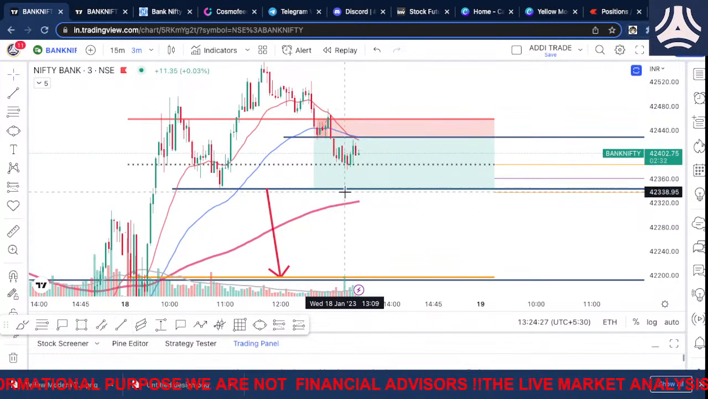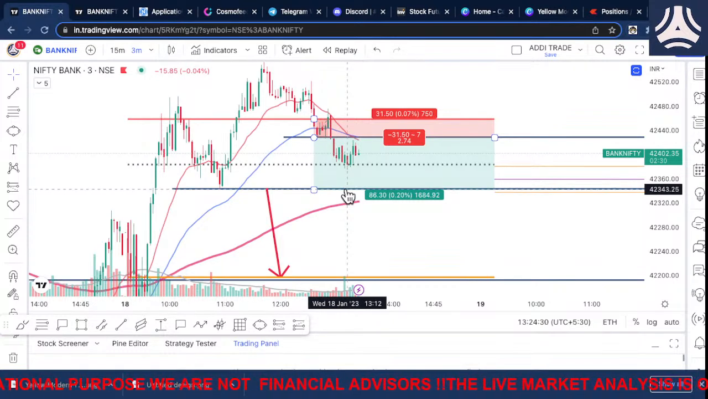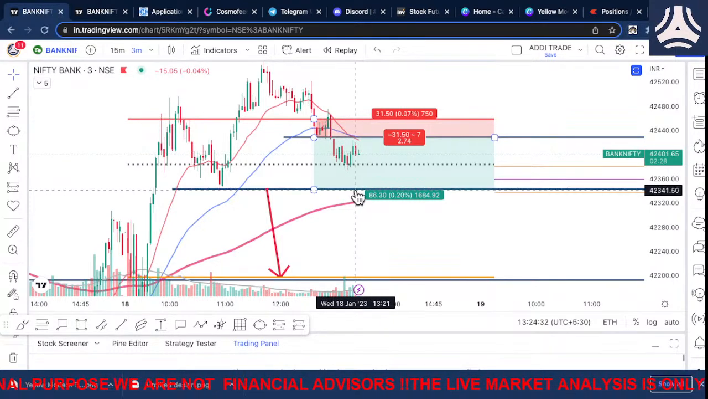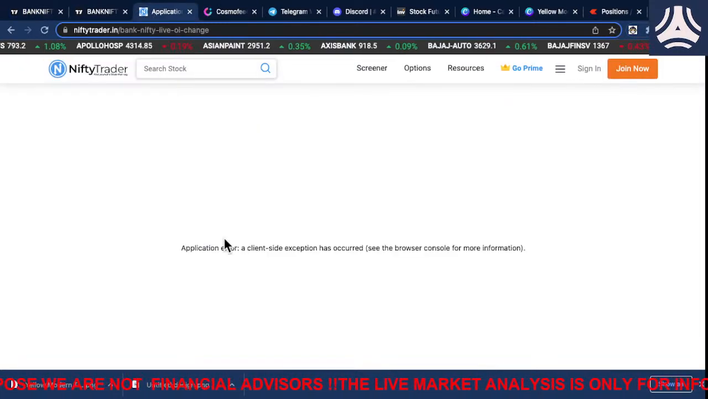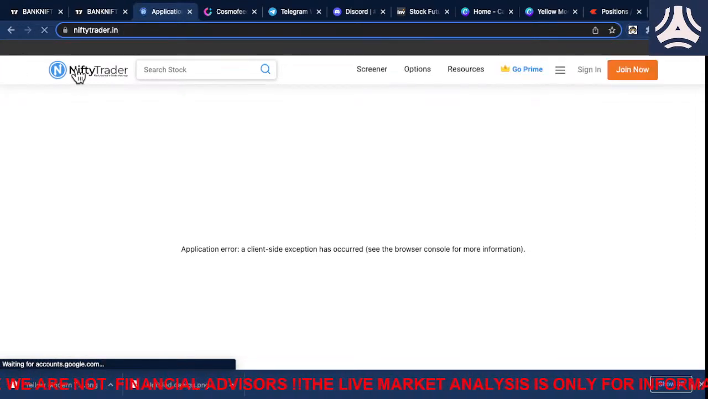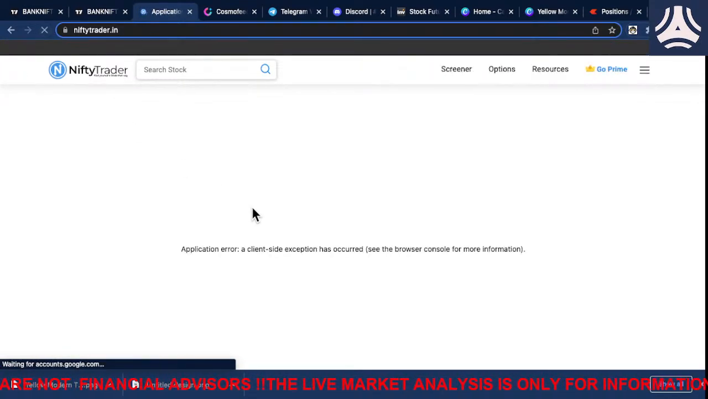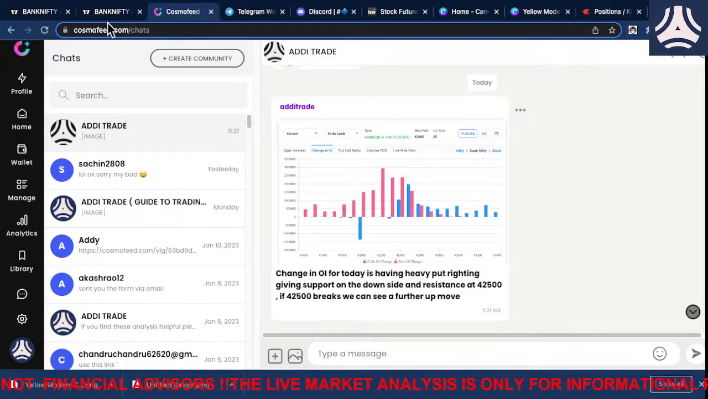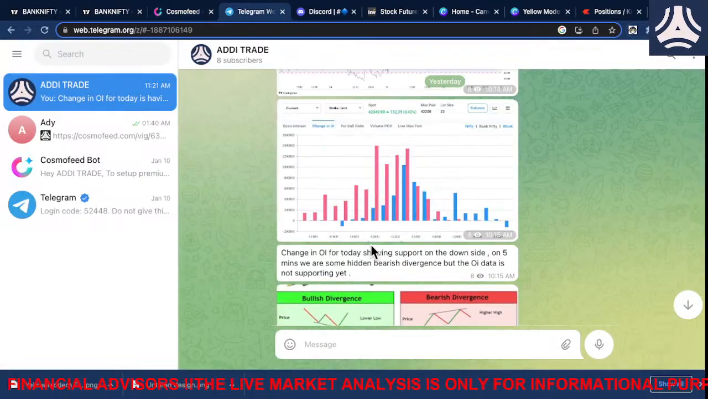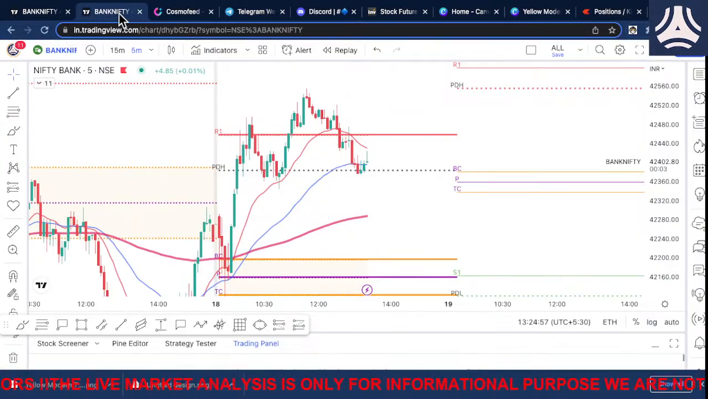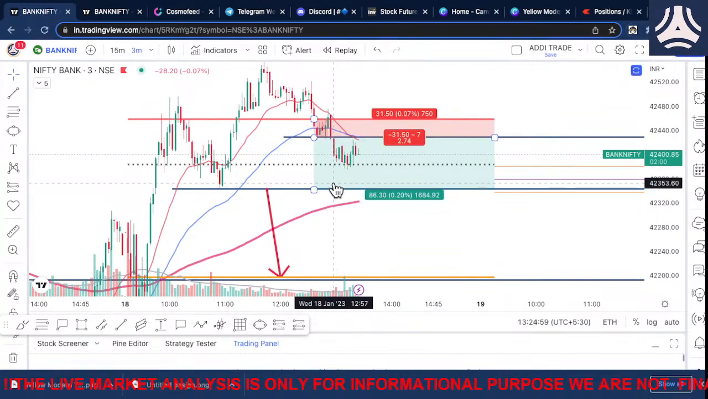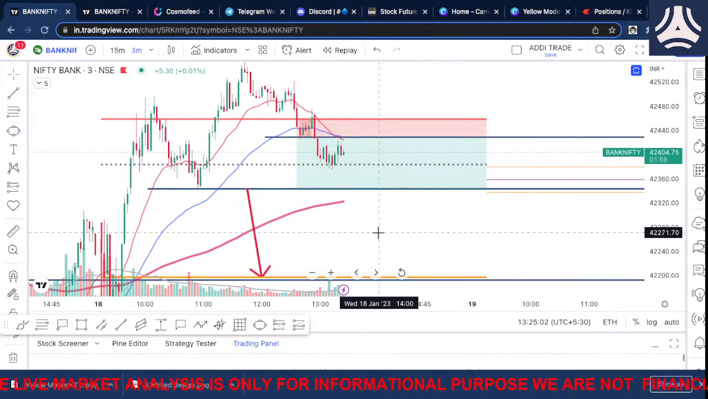If this level comes, right, and if this level breaks, 42,340, that's when we can have a nice short view until the CPR. But before that, as I mentioned earlier, we'll have to check the open interest in a different application, but the open interest should change. For example, this is how it was in the morning, right? For change in open interest, you should see a lot of blue lines and the red lines should reduce, especially the 400 put. If that happens, probably we'll get some nice downside.